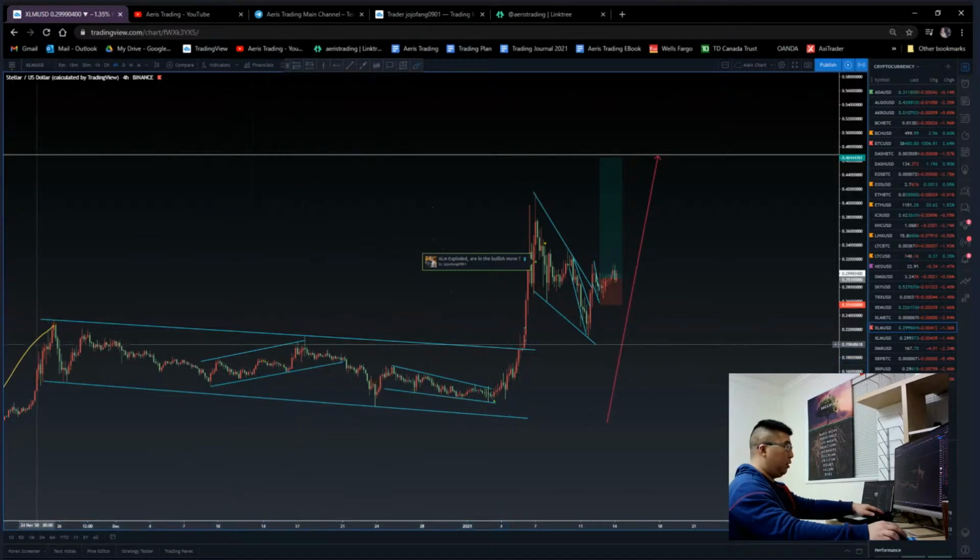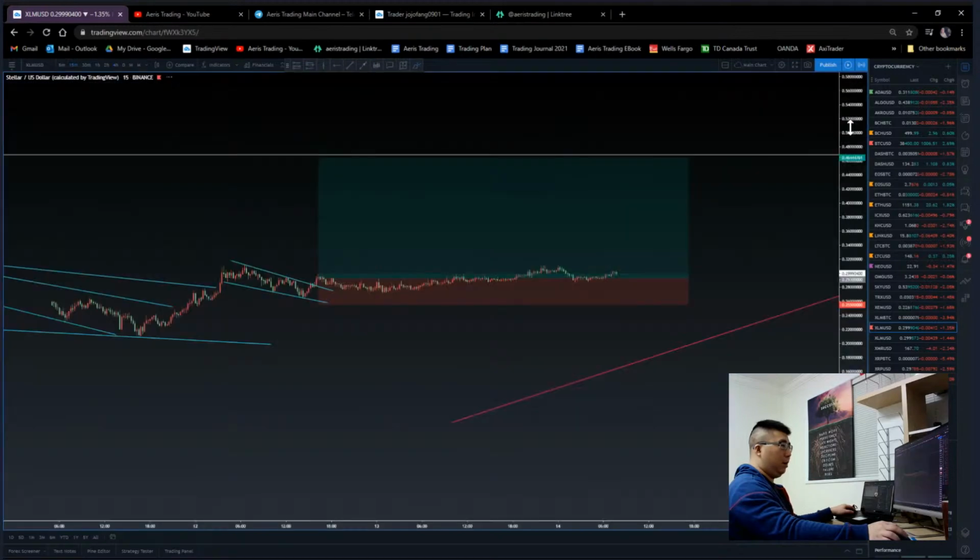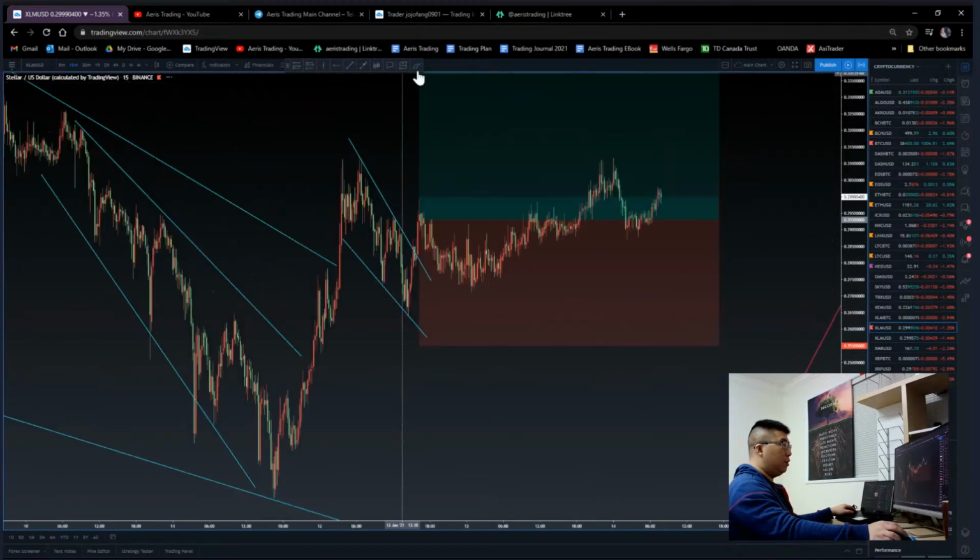So I already got into this trade. I think I went over this in the New York session. I entered this trade live once it broke out of this.